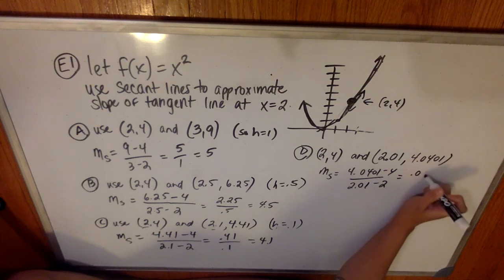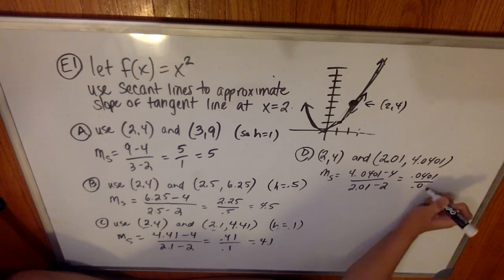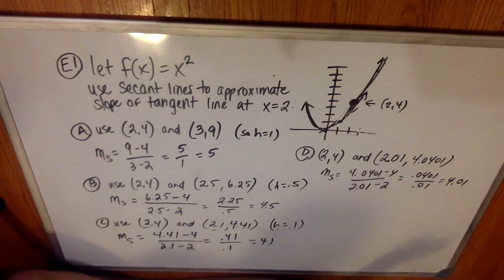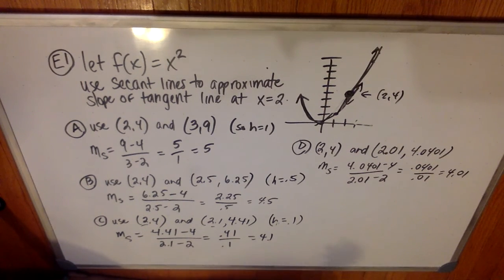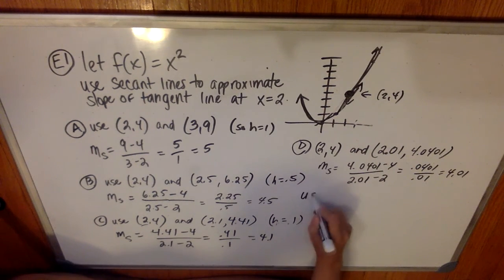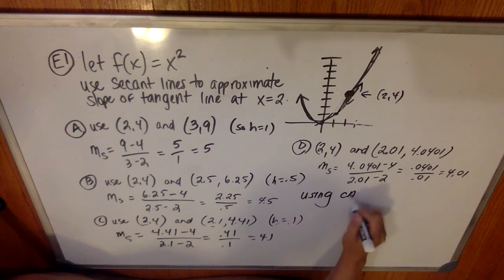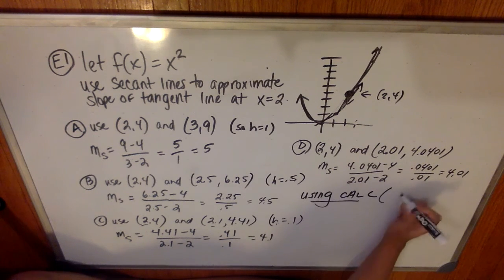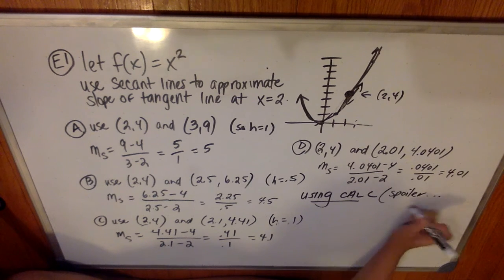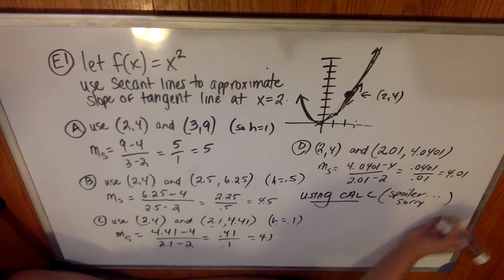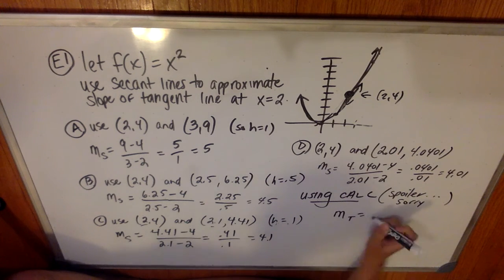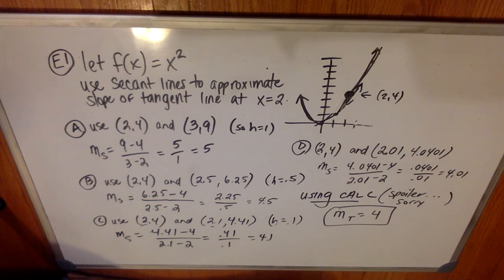So that's 0.0401 divided by 0.01, and I get 4.01. You can see how close that's getting to 4. So I'm going to tell you that using calculus that you don't know yet, a spoiler, I can tell you that this tangent slope is definitely 4. And what you'll notice is, as the points got closer and closer together, my approximation of that tangent slope got closer and closer to 4, okay?